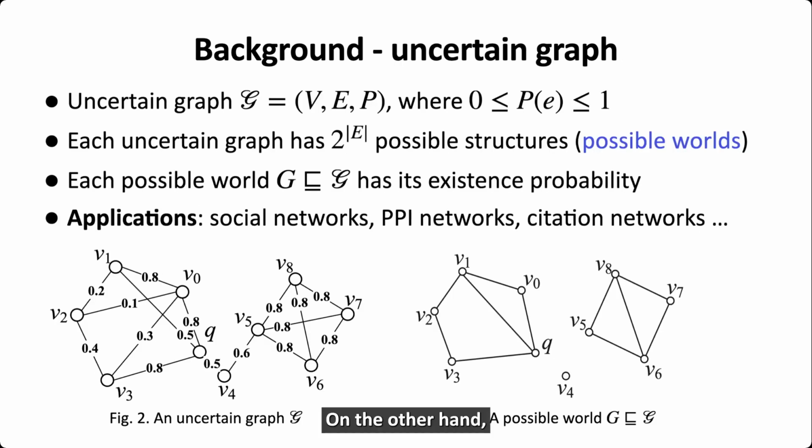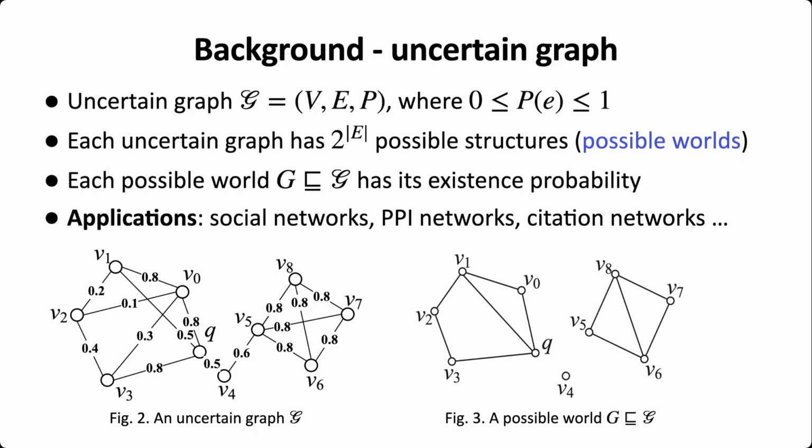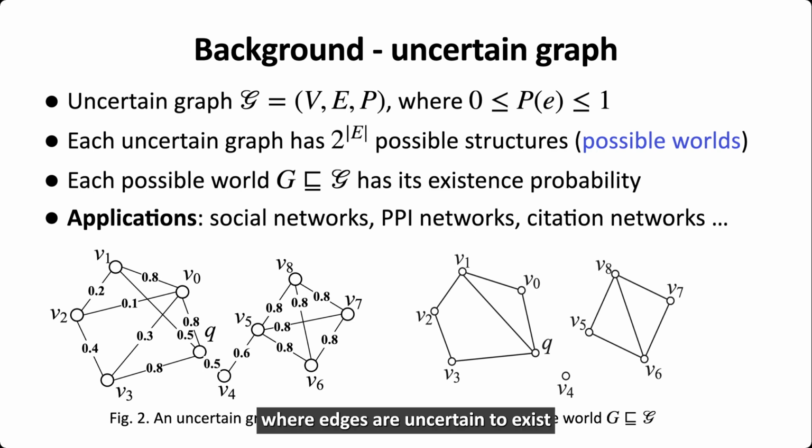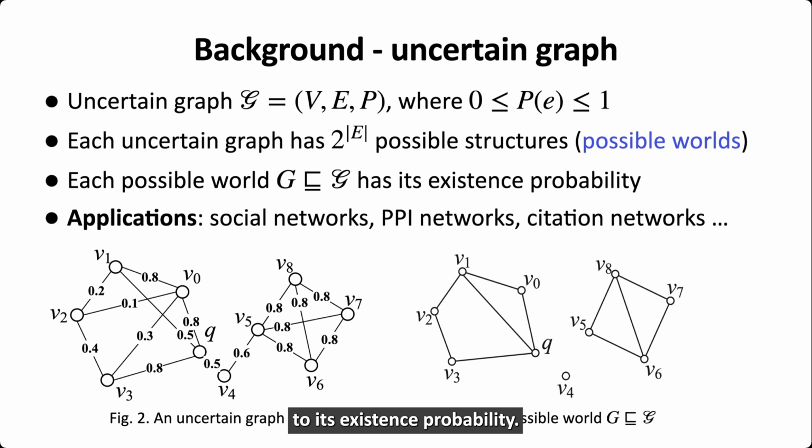On the other hand, an uncertain graph is a special type of graph structure where edges are uncertain to exist. There is a probability function p mapping each edge to its existence probability. Figure 2 shows an example uncertain graph.